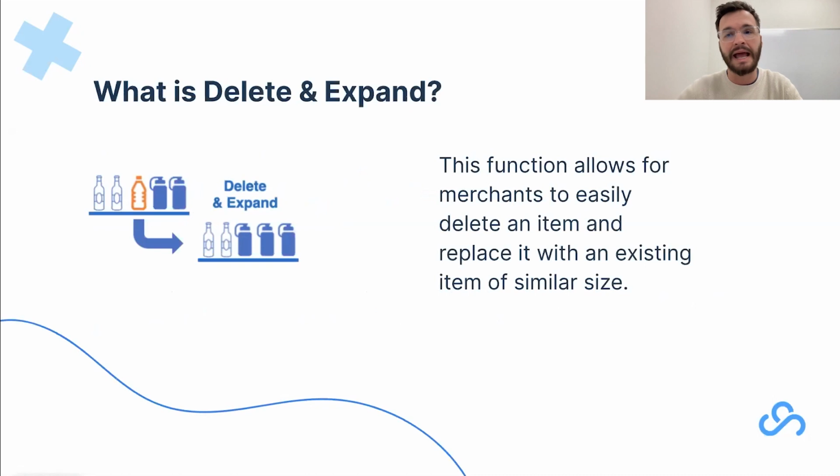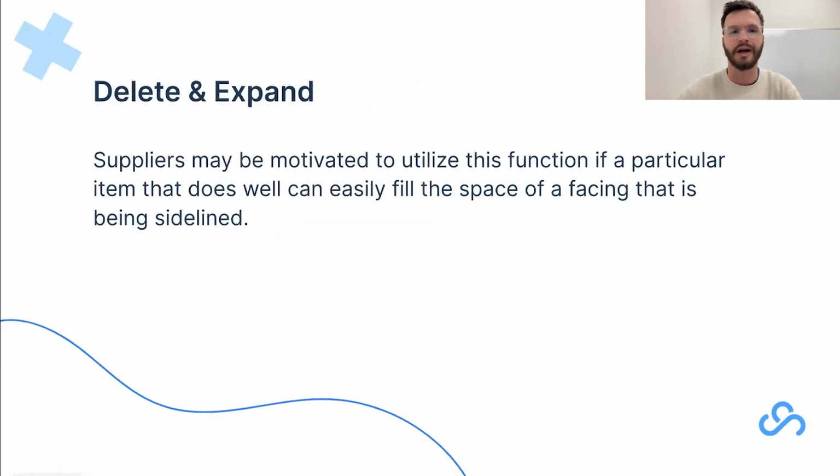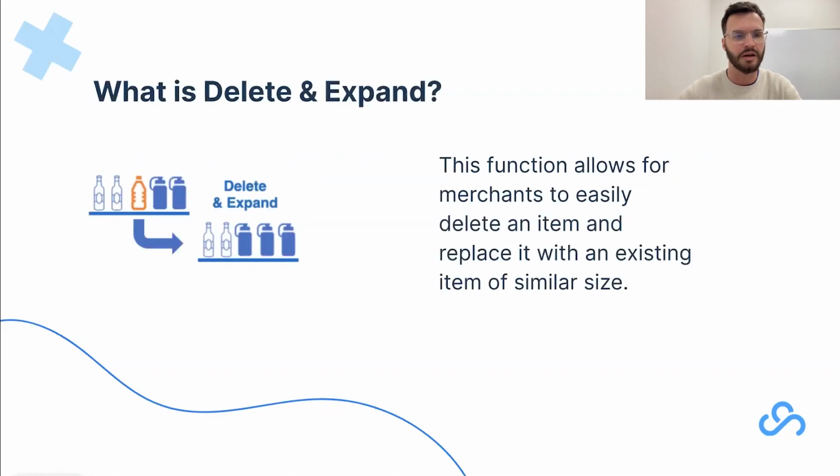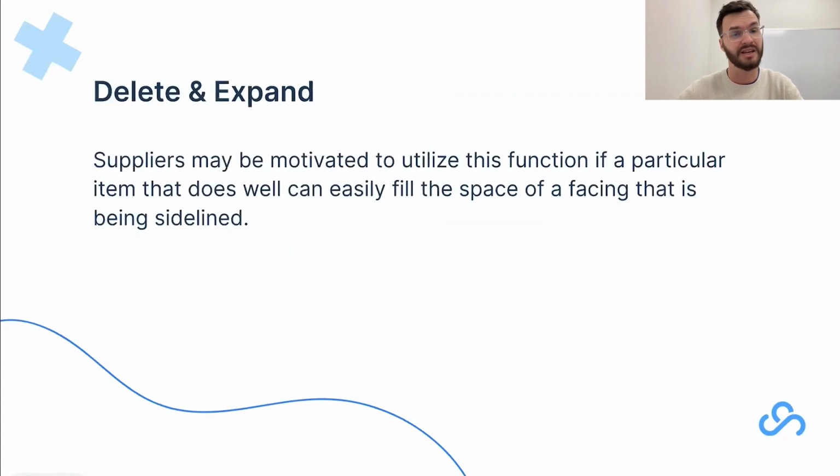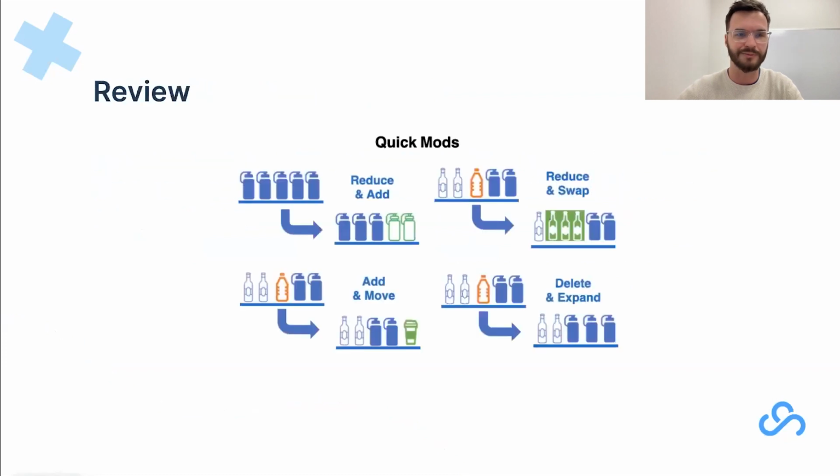Okay, what is delete and expand? Just like it sounds, it allows merchants to easily delete an item and replace it with an existing item of, again, similar size. And there, what we have is the orange bottle and the dark blue bottles are of similar size, so that swap can be made in that way. Suppliers may be motivated to utilize this function if a particular item that does well can easily fill the space of a facing that is being sidelined, okay? Again, pretty intuitive there. You want to sideline the orange bottle so you can fill it in with something that you know is doing well, those dark blue water bottles.